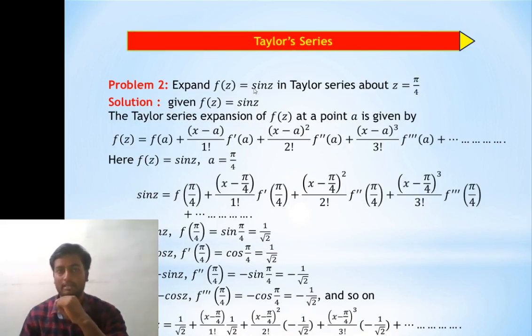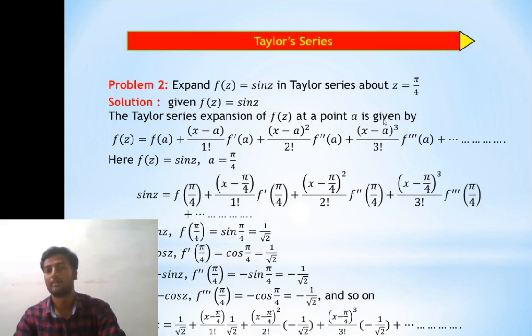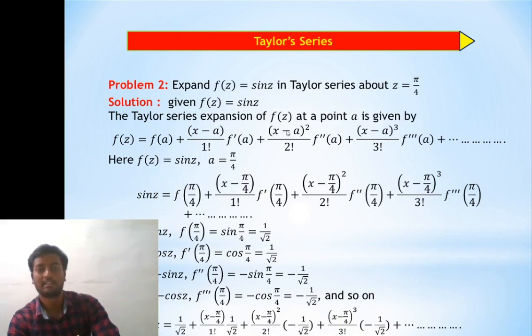See second problem. Expand f of z is sin z about z equal to pi by 4. See, Taylor series expansion of f of z at a point a is given by f of z equal to f of a plus (z minus a) by 1 factorial f dash of a plus (z minus a) whole square by 2 factorial f double dash of a plus and so on. So where a is nothing but pi by 4.